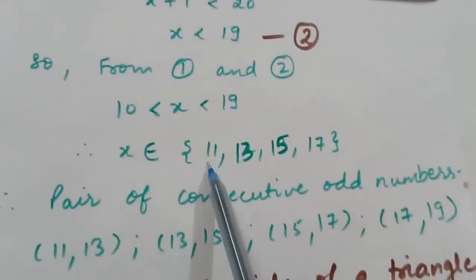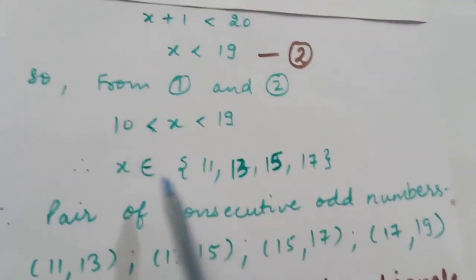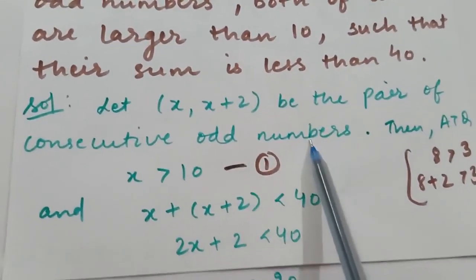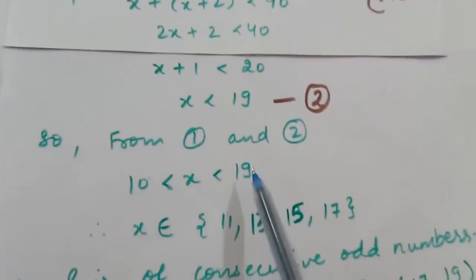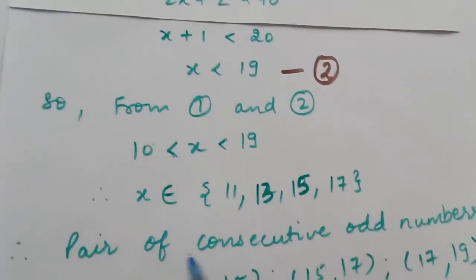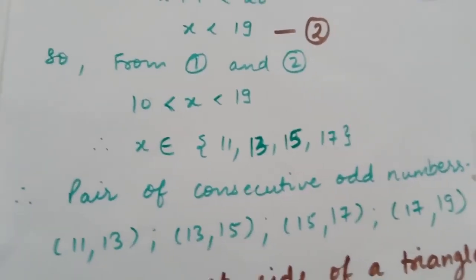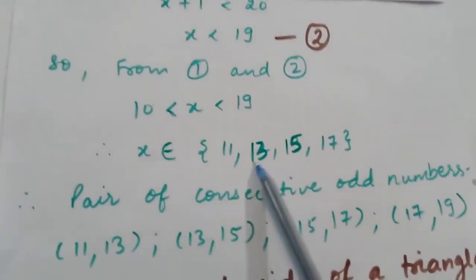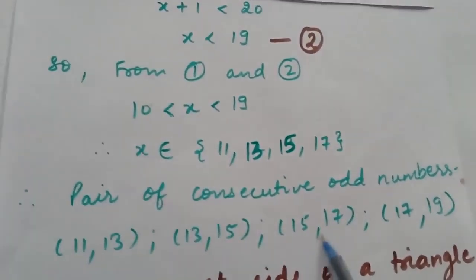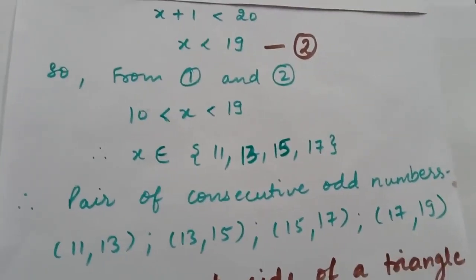So x will be 11, 13, 15, 17. Be careful, don't take even numbers, because in the question we have let x comma x plus 2 be the pair of consecutive odd numbers. So greater than 10 and less than 19, odd numbers are 11, 13, 15 and 17. Now the pairs will be: when x is 11, x plus 2 is 13. When x is 13, x plus 2 is 15. When x is 15, x plus 2 is 17, and next will be 17, 19. So these are the pairs of consecutive odd numbers.